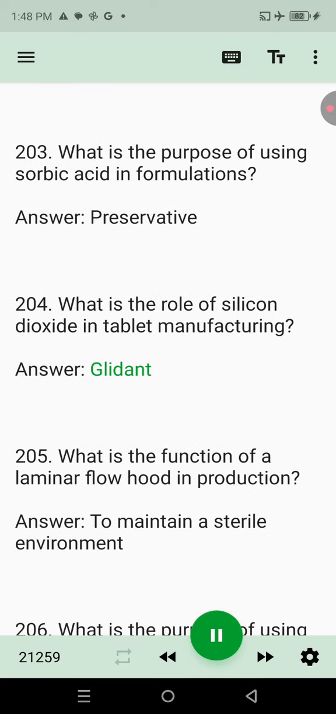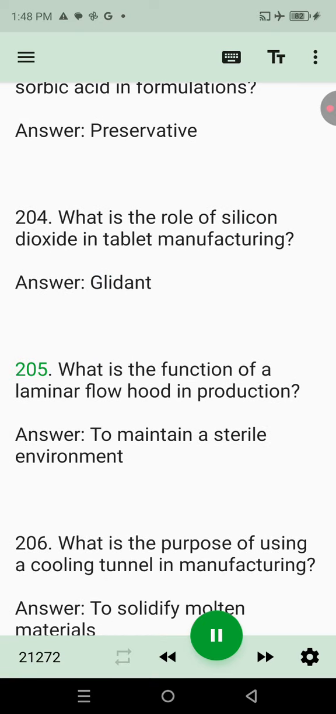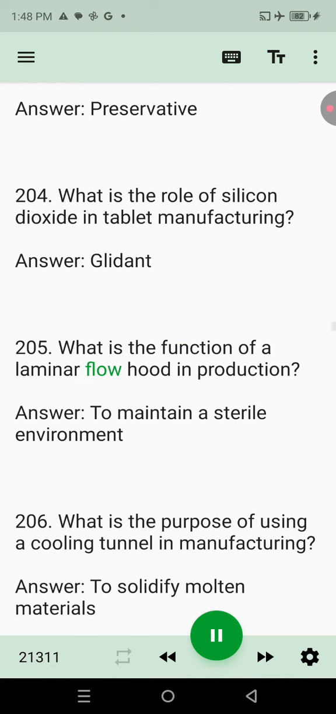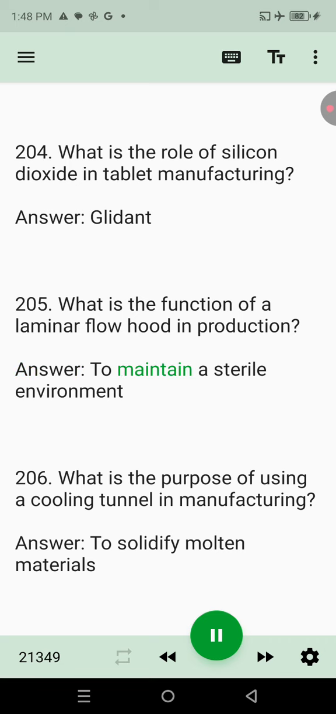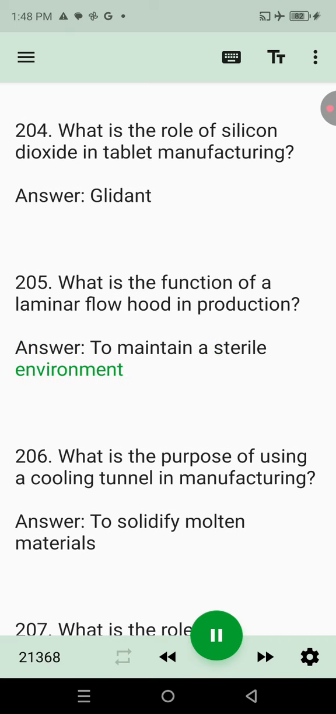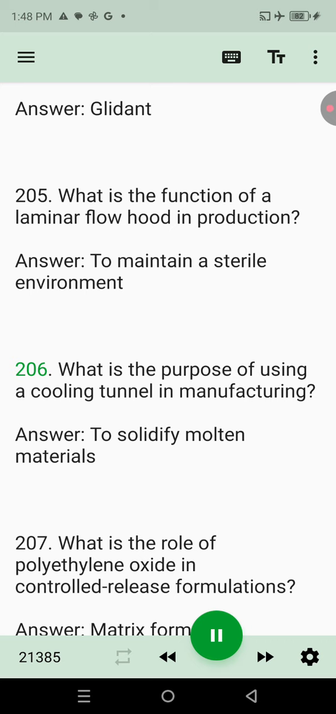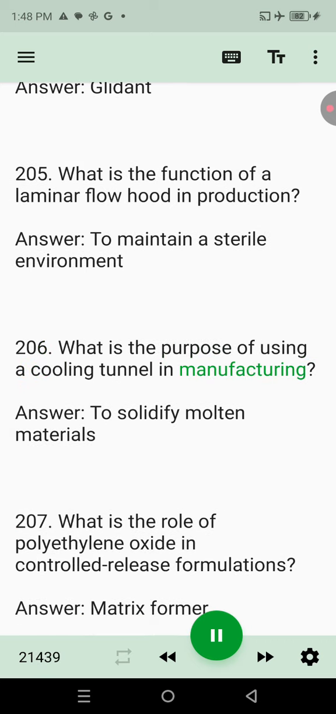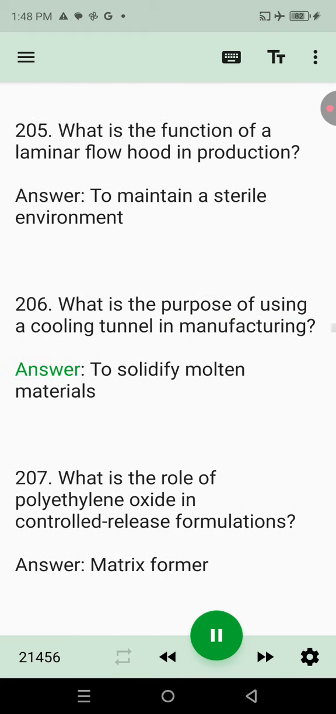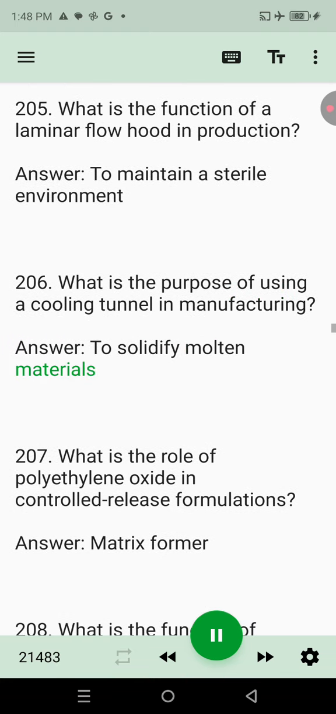Answer: glidant. 205. What is the function of a laminar flow hood in production? Answer: to maintain a sterile environment. 206. What is the purpose of using a cooling tunnel in manufacturing? Answer: to solidify molten materials.